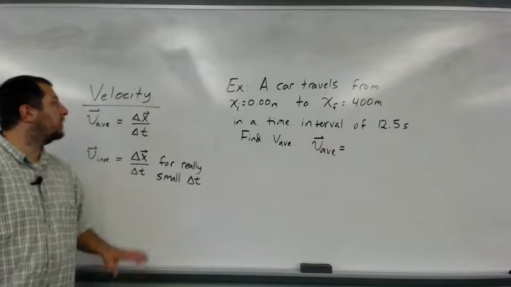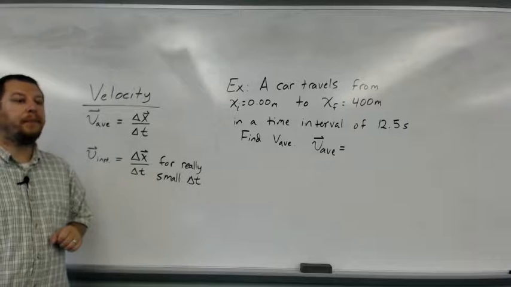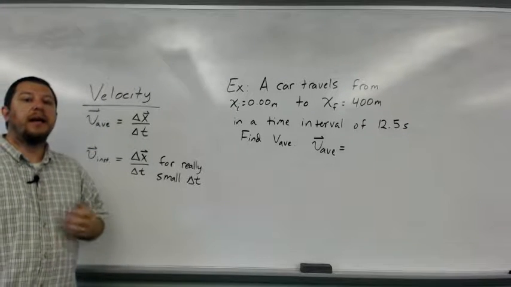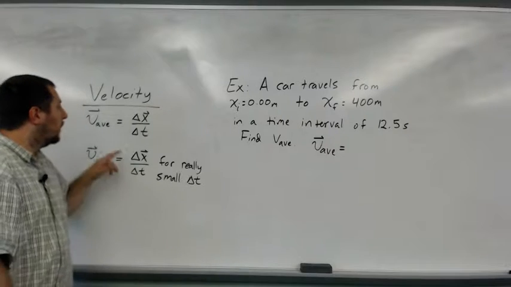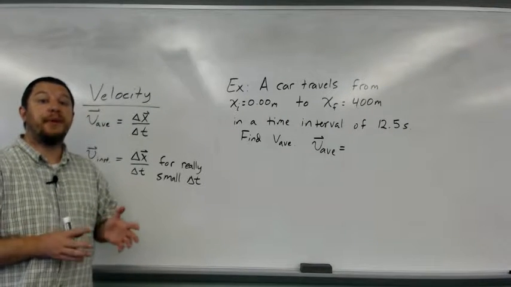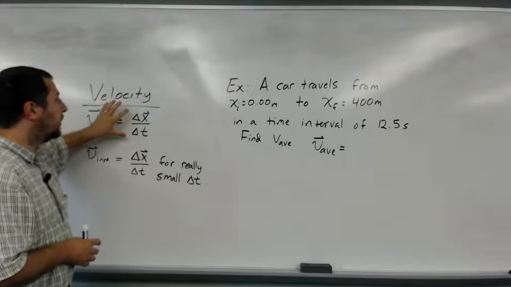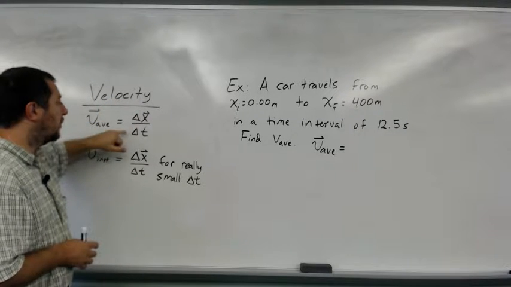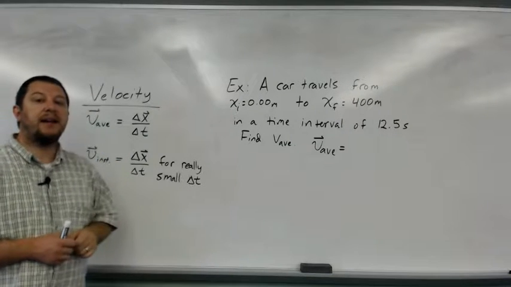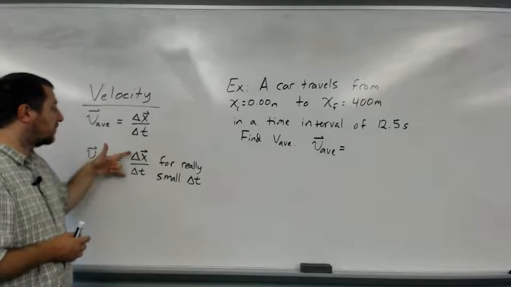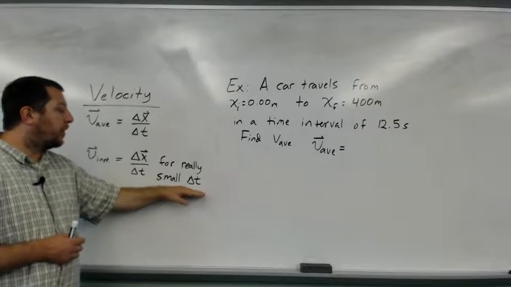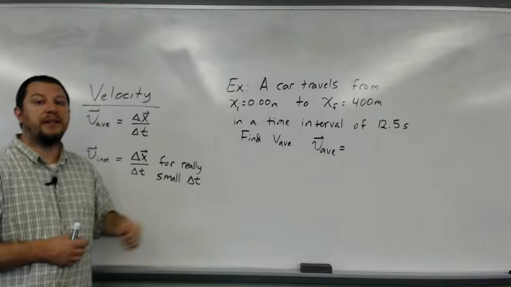Okay, so now we're going to look at velocity, and we're going to look at average velocity and instantaneous velocity, and then we'll do a few examples. Now, average velocity is defined a lot like the average speed was in the previous video. It is your total displacement over some total time interval. And your instantaneous velocity has the same mathematical form. It is delta x over delta t, but in this case, your delta t is very, very small.